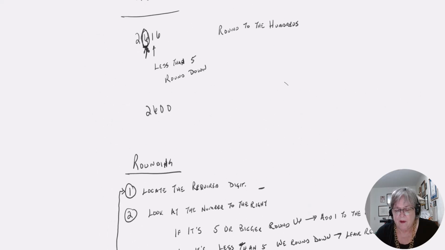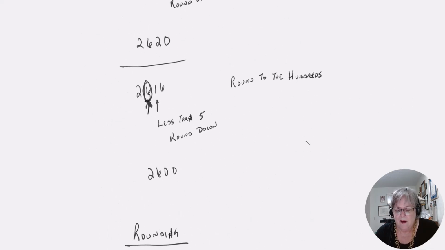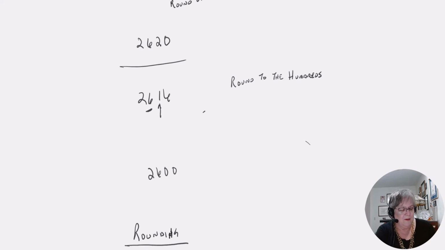Okay, so let's go back up here and see if my list is working. It said to round to the nearest hundreds. I located it. I looked to the number at the right. The number to the right is less than 5. I'm going to round down. So I leave this number as it is. Everything to the right of that goes to 0. Now what you do not do is look down here at this number and say, oh, that's bigger than 5. No, you look only at the digit to the right. I hope that helps a little bit.